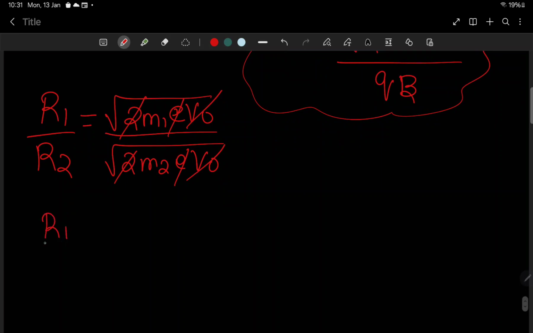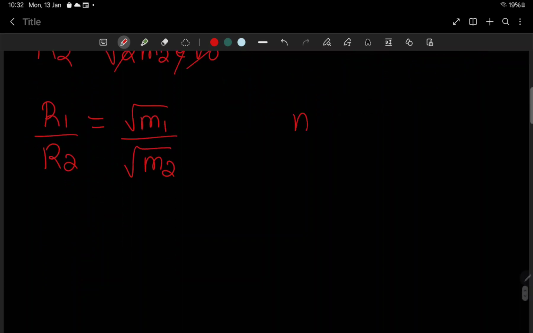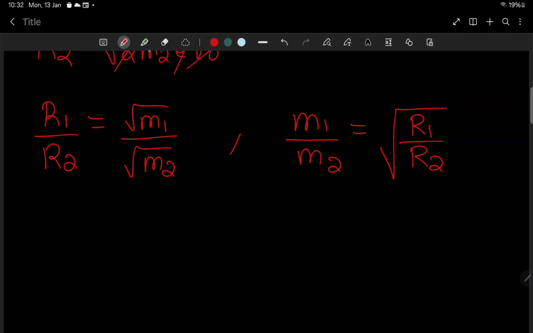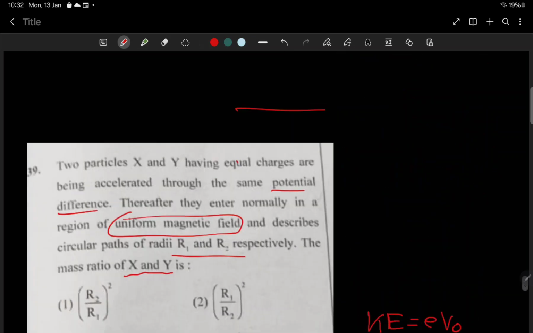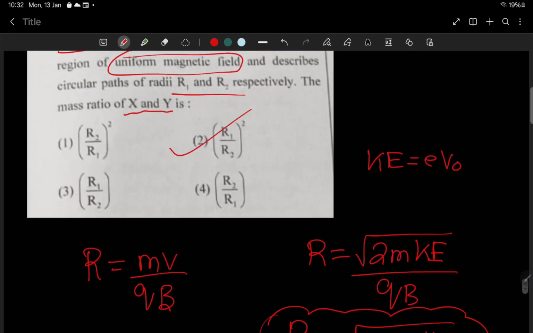So we get R1 by R2 is equal to what? Root m1 by root m2. They ask the ratio of mass, that is m1 by m2. So square both the sides, you get m1 by m2 equal to (R1 by R2) whole square. This is option 2. Option B or option 2 is the answer. Yes, we got it. It's a simple question. Next question.